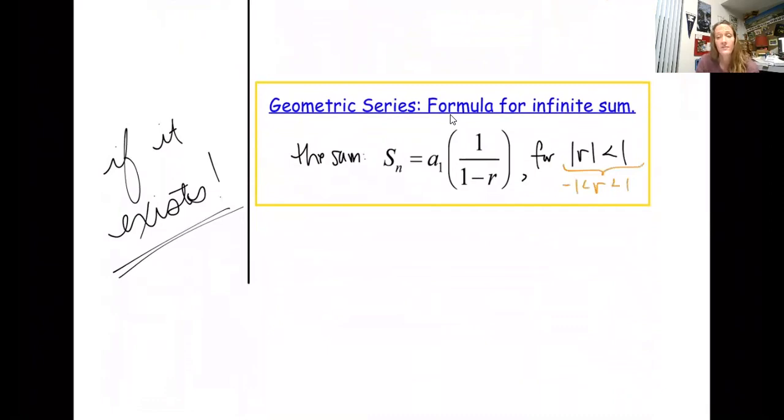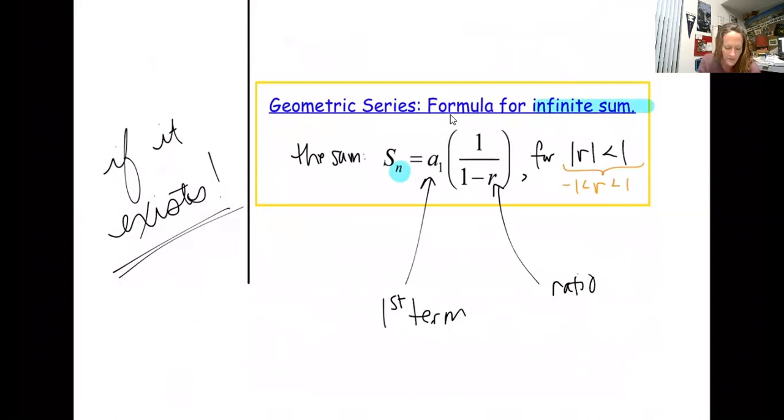If it exists, if the ratio is less than 1, sweet, I can plug in. Let's go ahead and label things again. I have my a sub 1, my first term. I have my r, which is my common ratio. And as we talked about before, wait a minute, S sub n, hold on, that doesn't make sense, because S sub n tells me when to stop, and the whole idea of infinite sum is I'm not stopping. So wait a minute, I shouldn't have an n there.